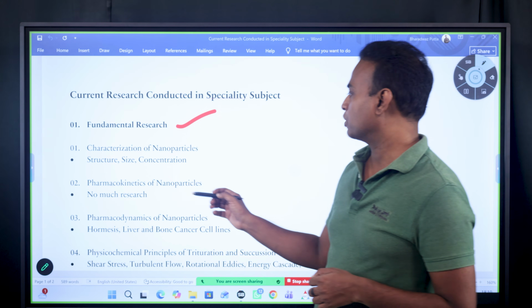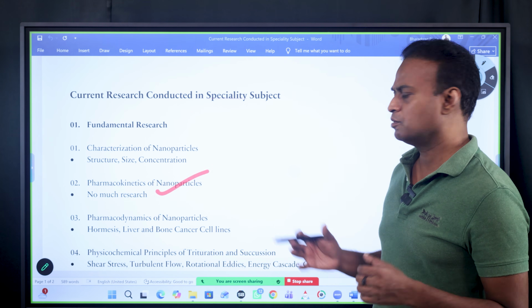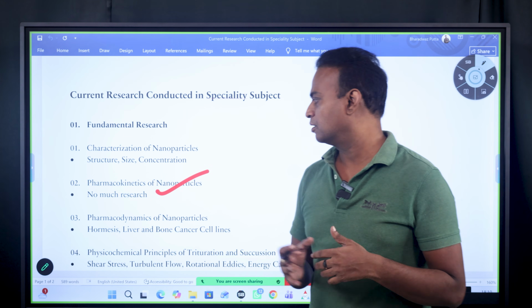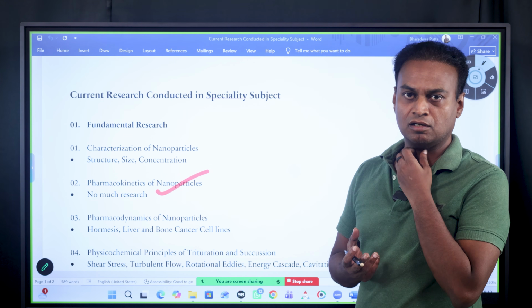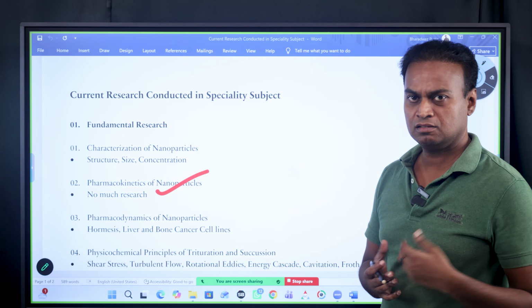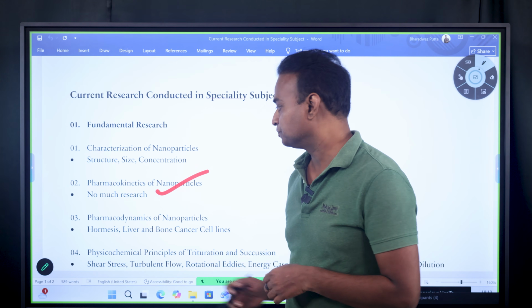Next one is pharmacokinetics of nanoparticles. In pharmacokinetics, there is not much research. Only simple research is available from non-homeopathic research. Basically, the nanoparticles are absorbed through phagocytosis and pinocytosis. That is the simple research we have. There is not much research in this area.